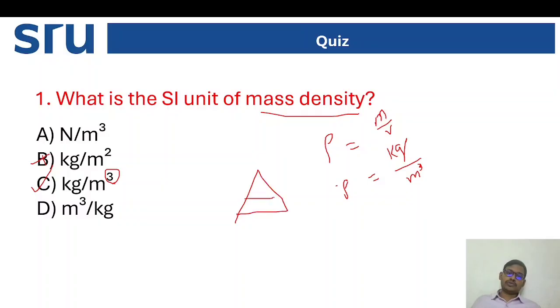So the SI unit of mass density, if you know the formula, or otherwise if you know this m, d, v chart, density is equal to mass by volume. That's it. If you know this shortcut, you can remember it. That is very simple. Shall we go for the next problem, the next MCQ?